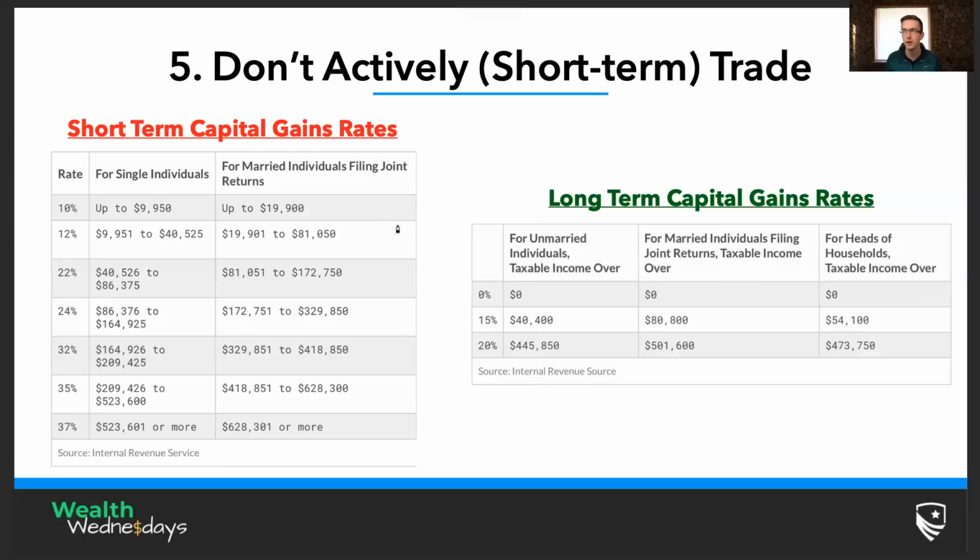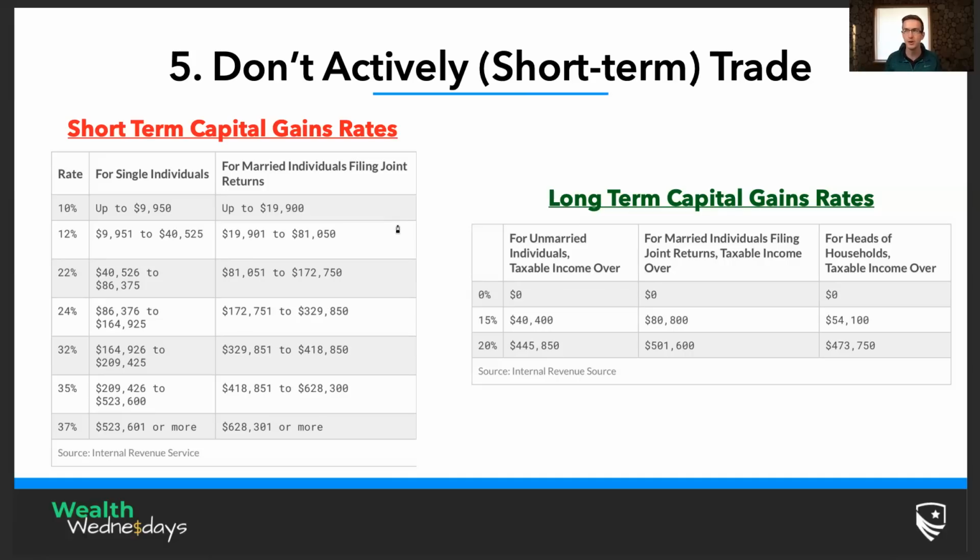Well, why does this matter with short-term or active trading? Again, I don't necessarily have an issue with you actively trading, but do it in a tax-protected account. The reason is that, between short-term and long-term capital gains, what determines whether it's short-term or long-term is how long you've held that investment.